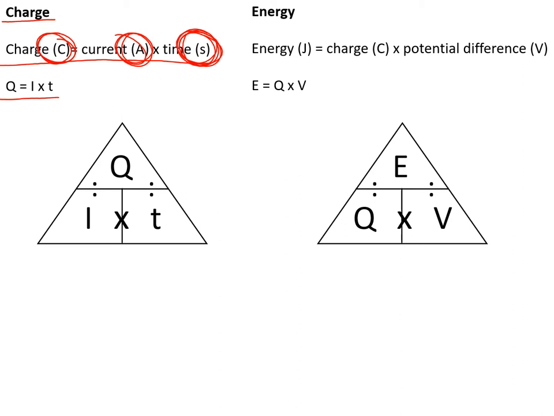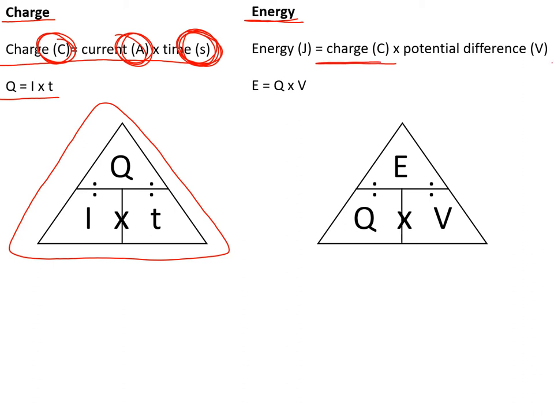So we get the equation triangle here: Q at the top and then I times T at the bottom. The energy transfer by electrical charge is the charge in total times by the potential difference. So E equals Q times V. And we get this equation triangle here.